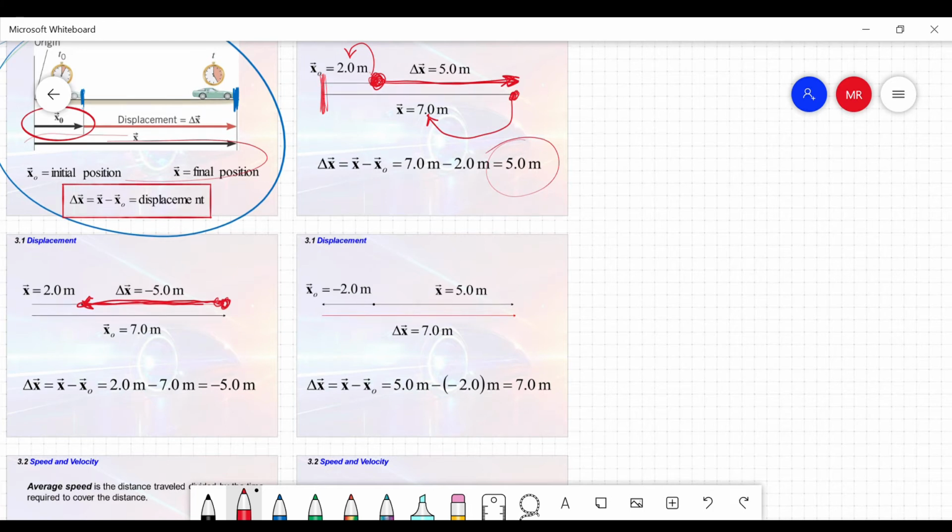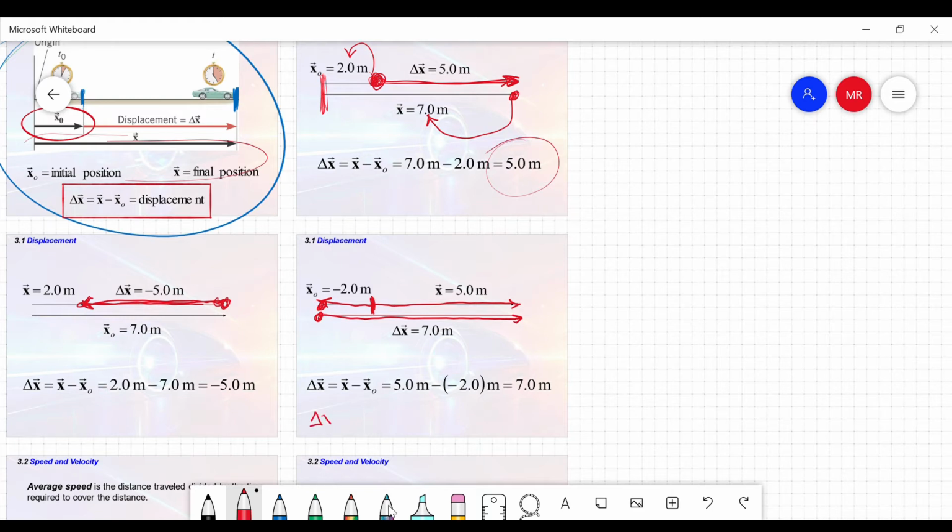So, halimbawa naman ito, ang initial position niya ay negative 2 meters. Ibig sabihin, kung ito yung starting point, negative 2 meters, ito yon. Dito siya nagsimula. Then, meron siyang going to the right na 5 meters. At meron naman siya dito negative 2 meters. Now, if we are to measure, for example, from this point going down to this point, ilan na yung change in position na yon.